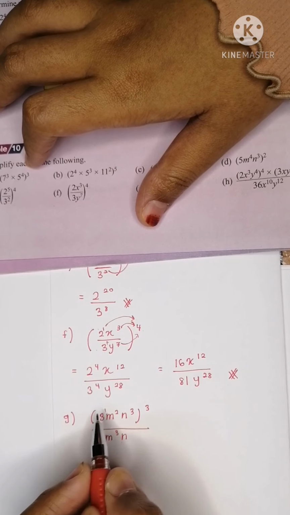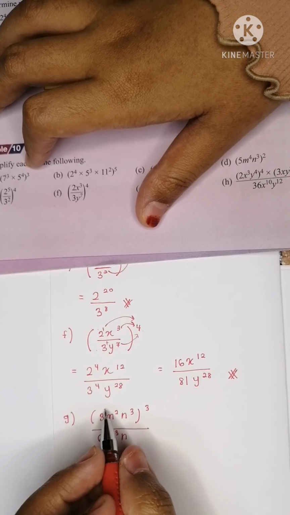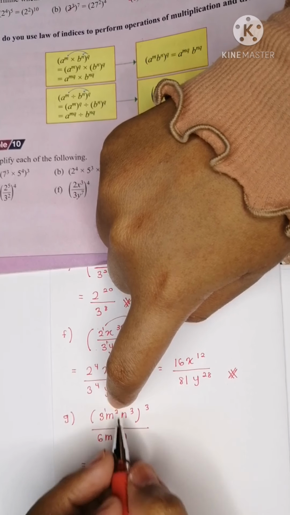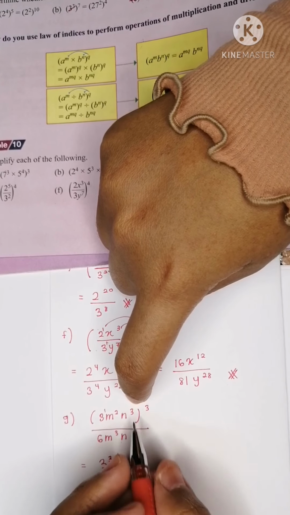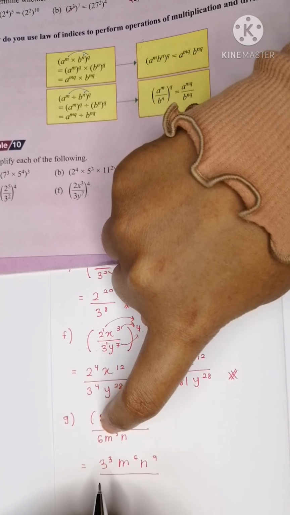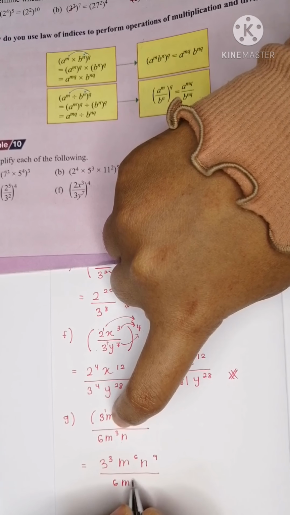3 to the power of 1, then 1 times 3 is 3. Now m, 2 times 3 is 6. Now n to the power of 3, 3 times 3 is 9. Okay, done. So this one has nothing, right? So just copy back: 6m to the power of 3n.